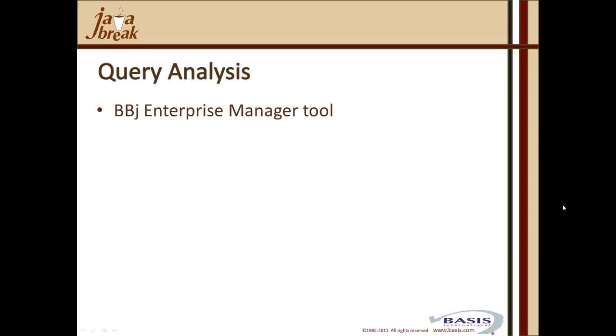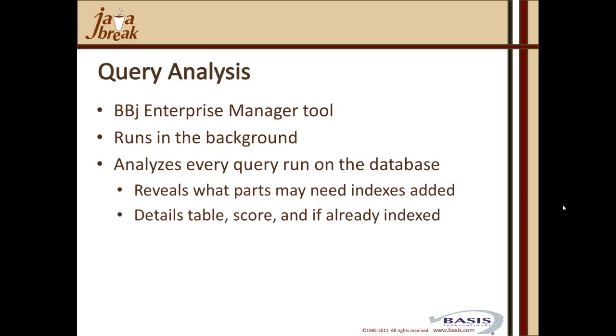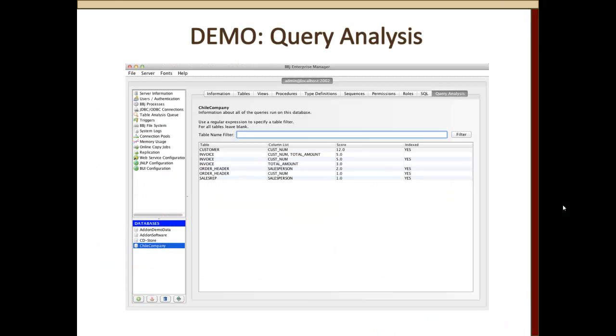Our next tool that we suggest you utilize is our query analysis tool. It's an Enterprise Manager tool, runs in the background, and analyzes every query run in the database to reveal which parts of the dataset may need indices added to it. It gives you the details of the table, the score, and if it's already indexed. You can also quickly create an index with just a right click on the query. So let me hand back to Jeff to take us through that.